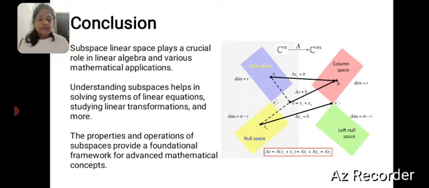Conclusion. Subspace linear space plays a crucial role in linear algebra and various mathematical applications. Understanding subspaces helps in solving systems of linear equations, studying linear transformations and more. The properties of operations and subspaces provide a foundational framework for advanced mathematical concepts.